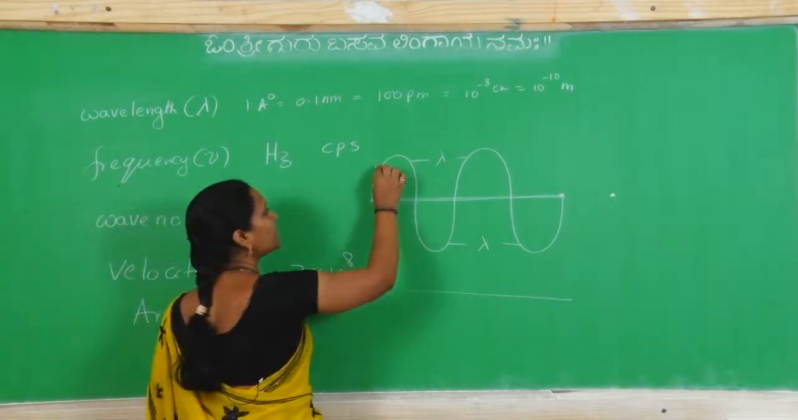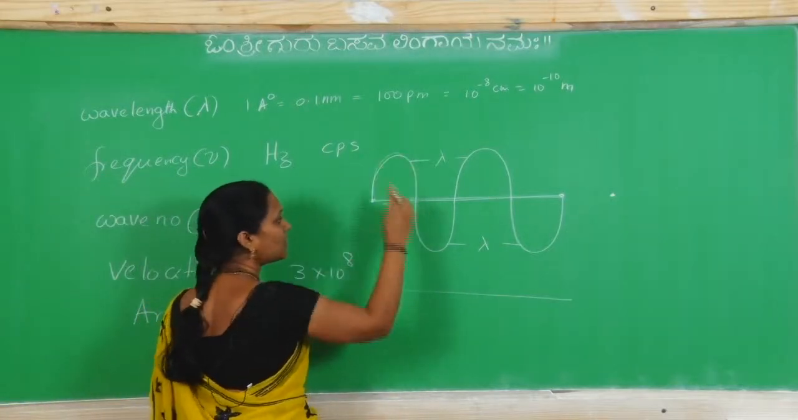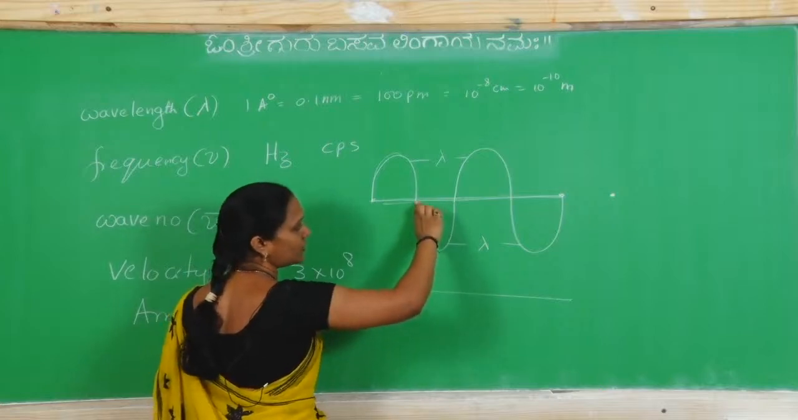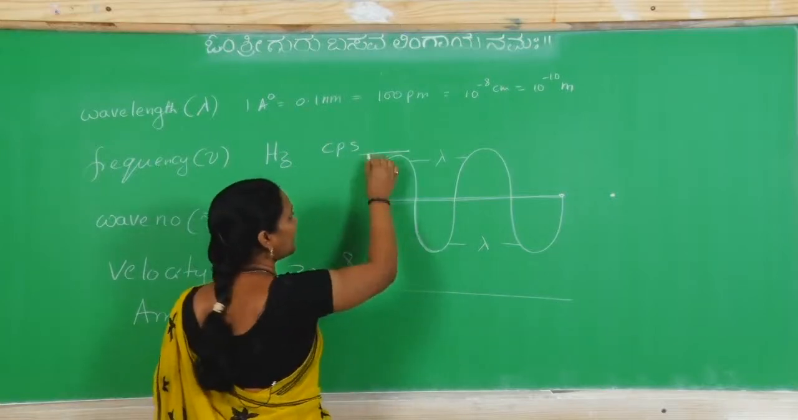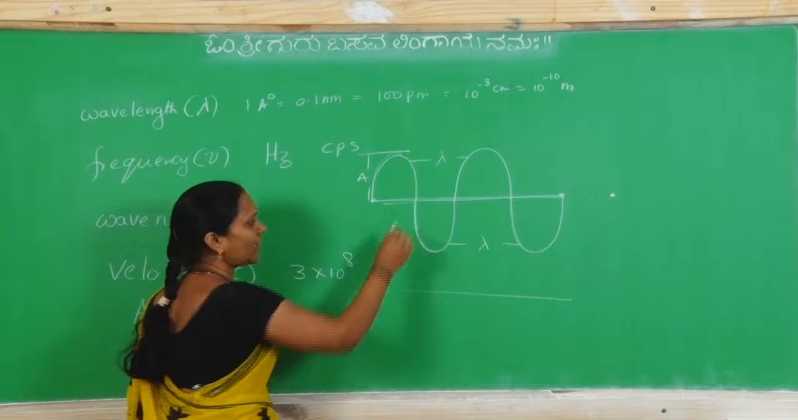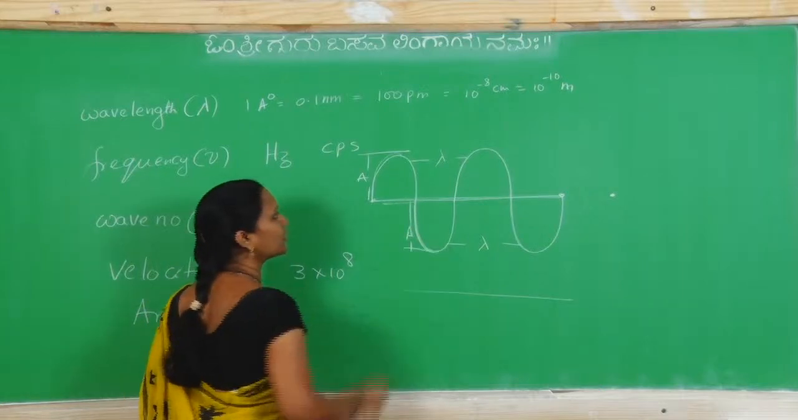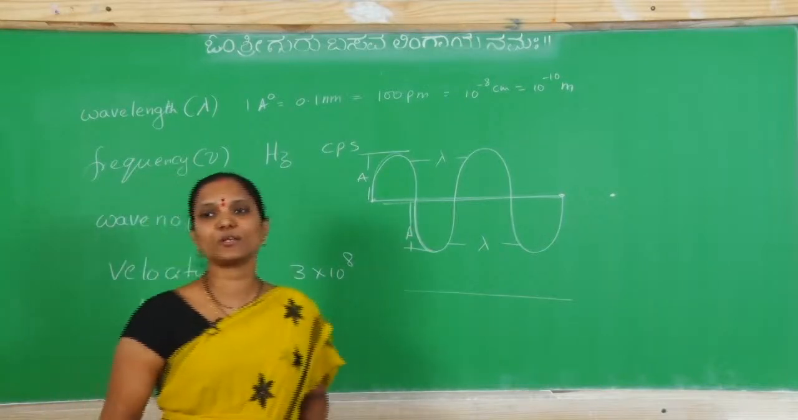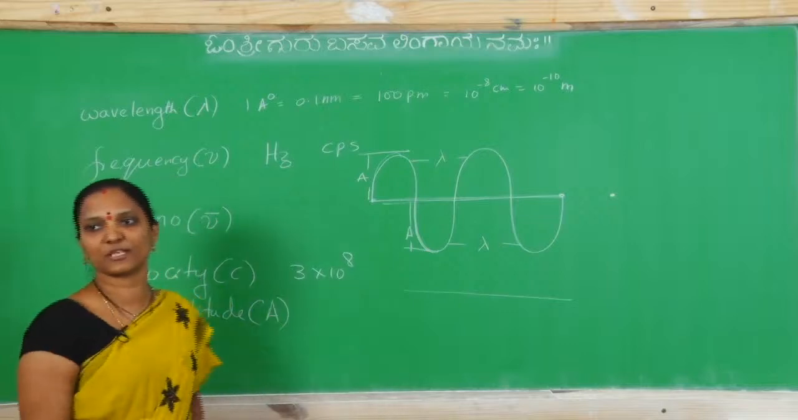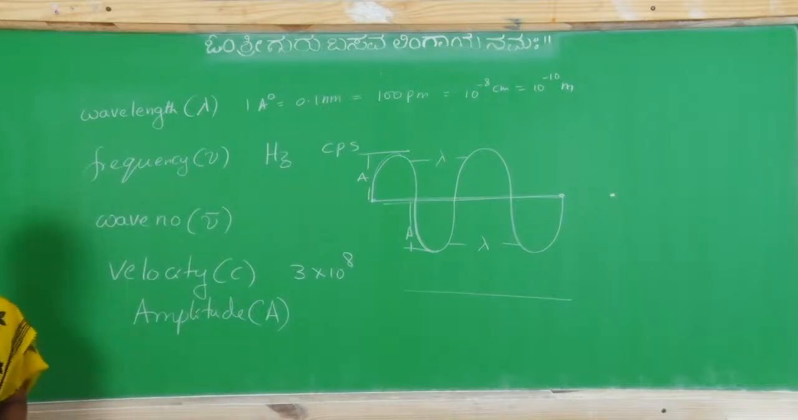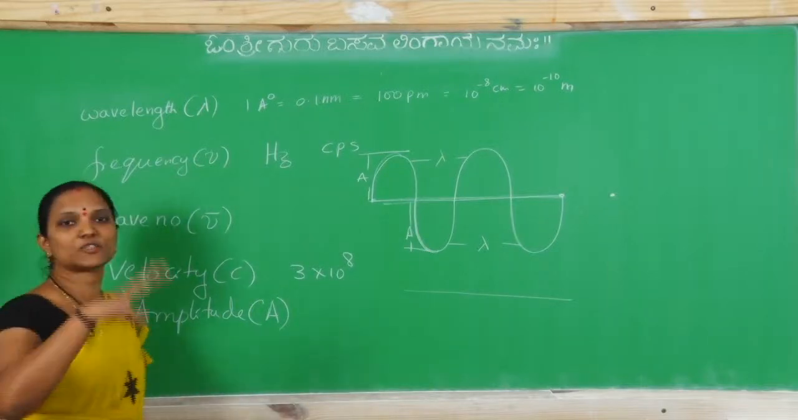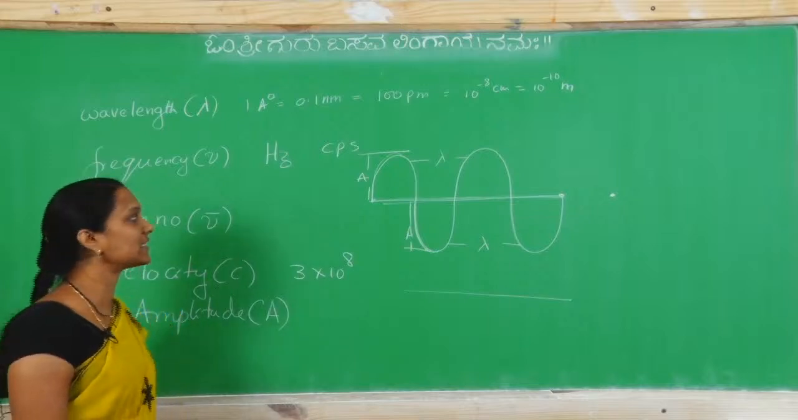The height of the crest, how much height is there, or the depth of the trough, how much depth is there. The height of the crest or depth of the trough, that is called amplitude. So, if the wave strength is more, the height of the crest is more and the depth of the trough is also more. So, what is the importance of this one? If the amplitude value is more, its strength is also more. That wave strength is more.